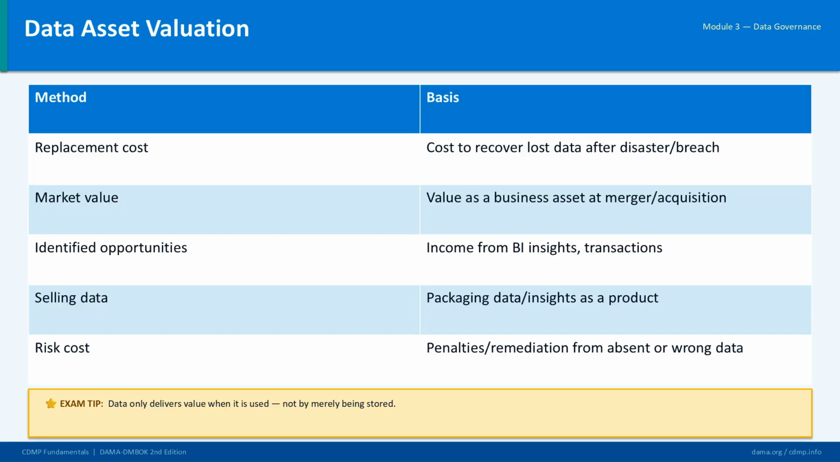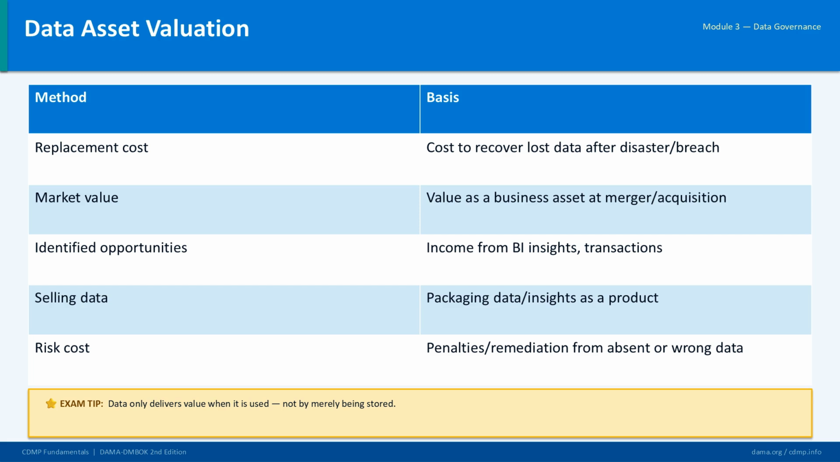How do you put a value on data? The DMBOK is clear that data brings value when it's used. Value equals the economic benefit of using the data, minus the cost of acquiring and storing it, minus the cost of managing its risk. There are several ways to measure that value.